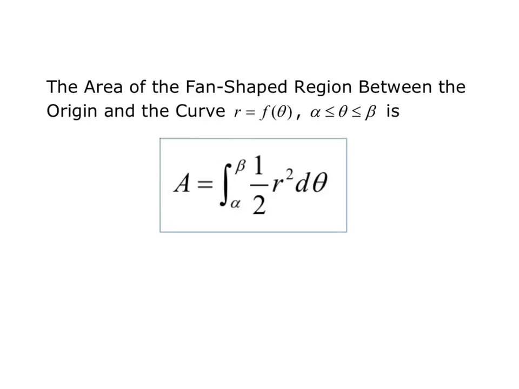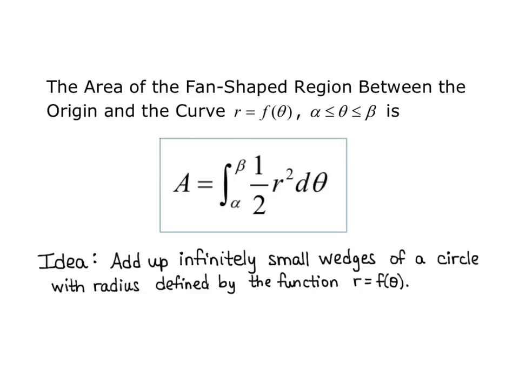Now the area of the fan-shaped region between the origin and the curve r equals f of theta, where theta is between alpha and beta, is A equals the integral from alpha to beta of 1/2 r squared d theta. So here's where this comes from. The idea is we add up infinitely small wedges of a circle with radius defined by the function r equals f of theta. Now delta A, a small piece of area, is equal to pi r squared, which is the area of a circle, times delta theta over 2 pi.